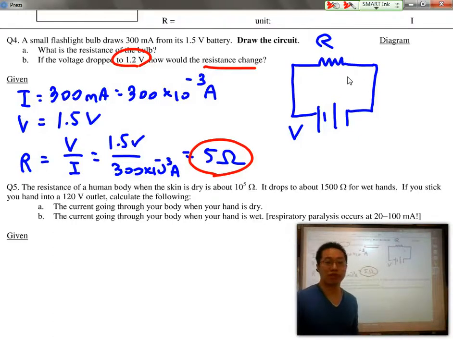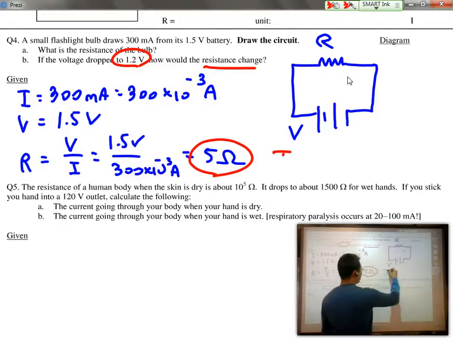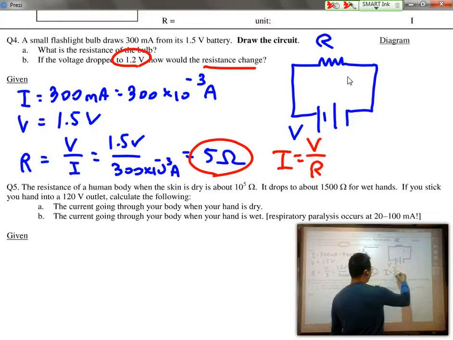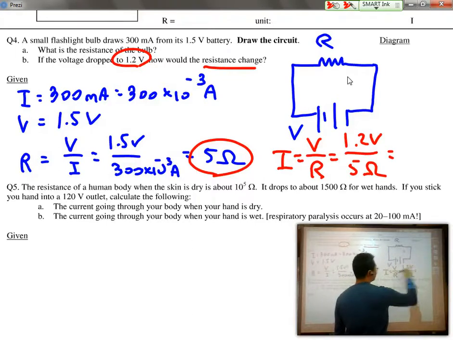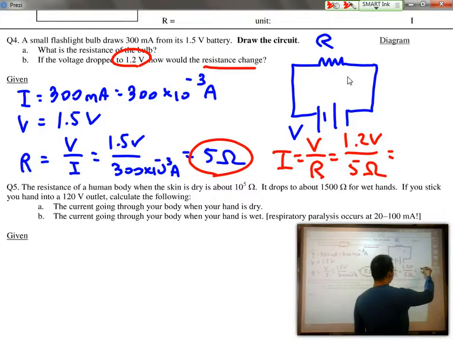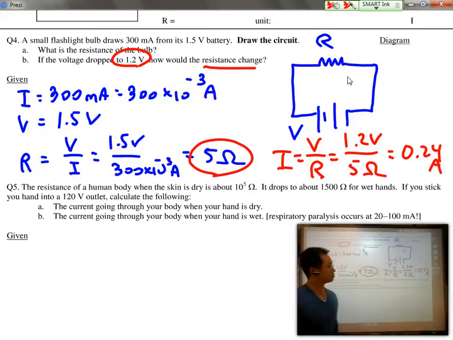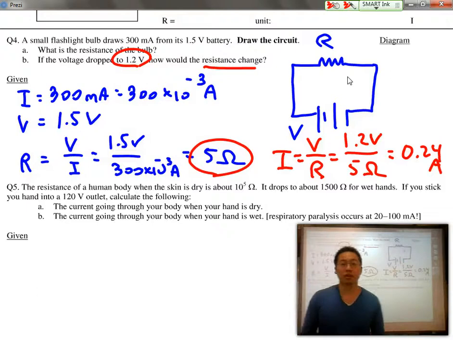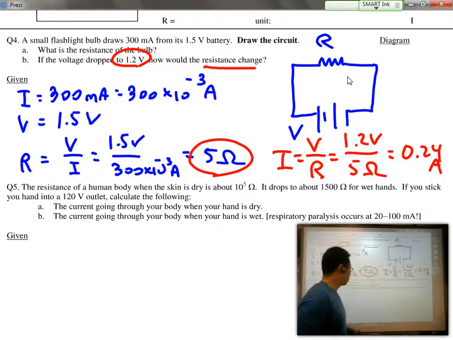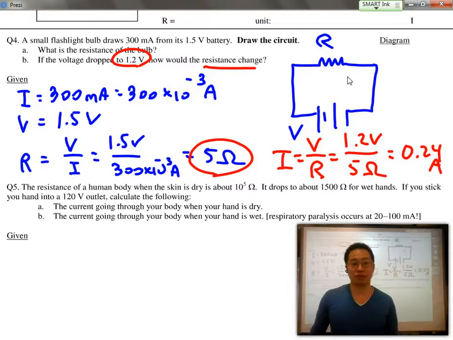Rather, what would change would be the level of current. I is equal to V divided by R. Now with 1.2 volts and 5 ohms of resistance, you only end up with 0.24 amps. Okay? So keep in mind always, voltage and resistance never have any relationship with each other.